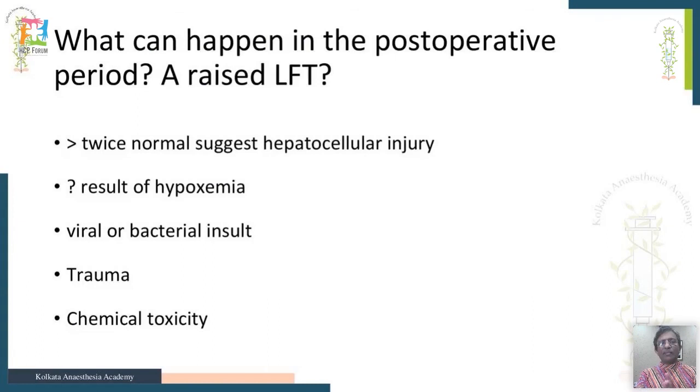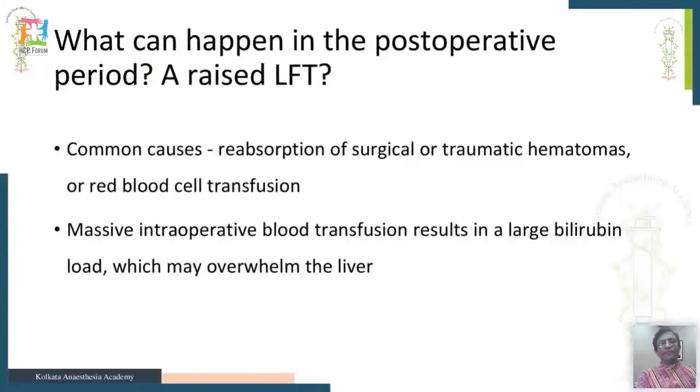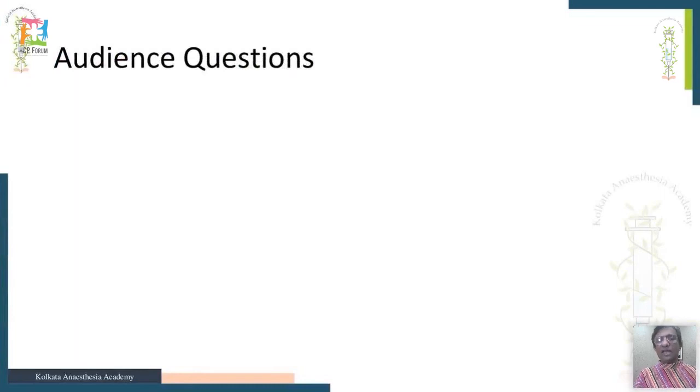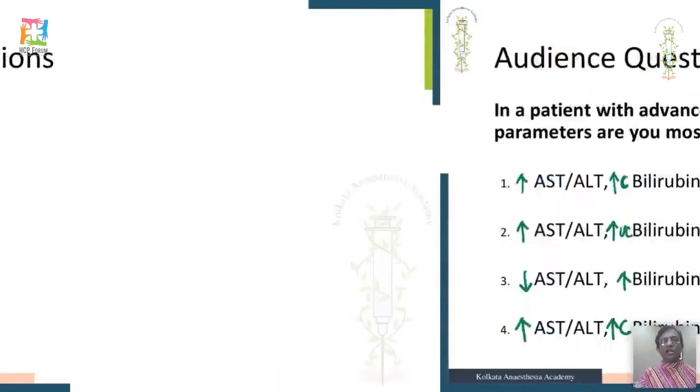More than that, maybe could be an intraoperative event like hypoxemia or hypoperfusion, could be due to trauma. Any hepatic surgery would lead to that, or a chemical toxicity, typically drug induced. And also common causes are reabsorption of the surgical or traumatic hematomas, or red cell transfusion, or massive intraoperative blood transfusion, which causes a huge bilirubin load. So that is about it, and we will wind up with the answers to the audience questions.